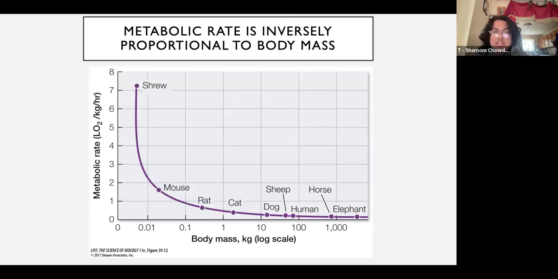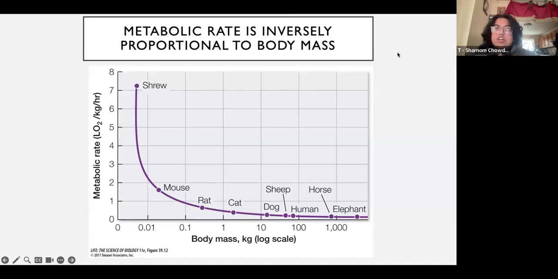So metabolic rate is inversely proportional to body mass. What this means is, you have a shrew. A shrew obviously has a small body mass. Animals with a small body mass have a large surface area relative to their size. As a result, they release a lot of heat throughout their body.